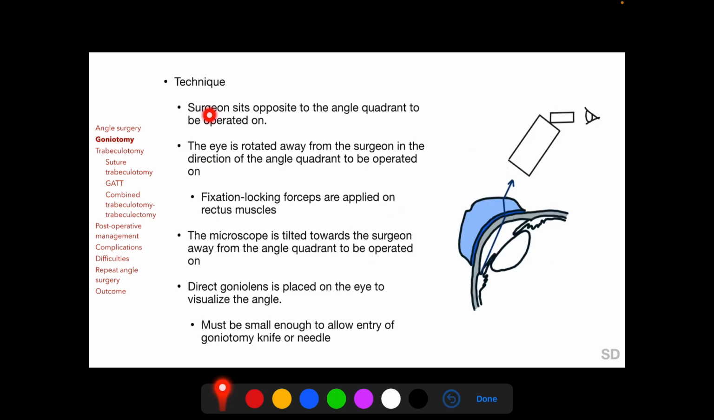For goniotomy, the surgeon sits opposite to the angle quadrant to be operated on, as shown here in this diagram. The eye is rotated away from the surgeon in the direction of the angle quadrant to be operated on, and fixation locking forceps can be applied on rectus muscles through the conjunctiva to hold the eye in this tilted position. The microscope is tilted towards the surgeon, away from the angle quadrant to be operated on, and a direct gonio lens is placed on the eye to visualize the angle. This direct gonio lens should be small enough to allow entry of the goniotomy knife or needle through the limbus.